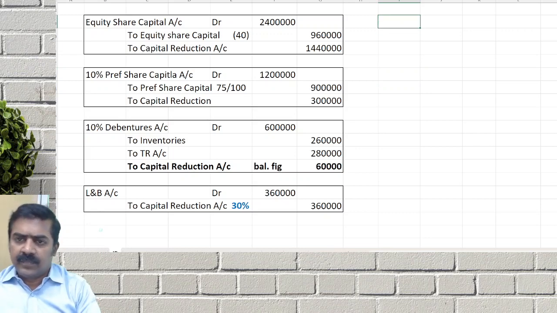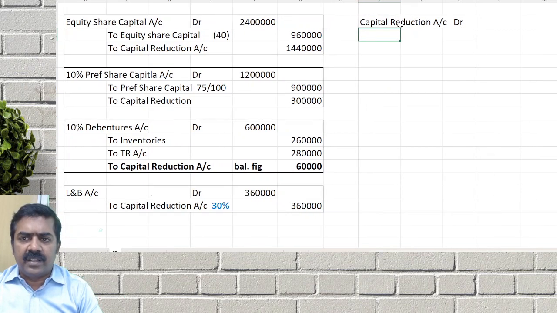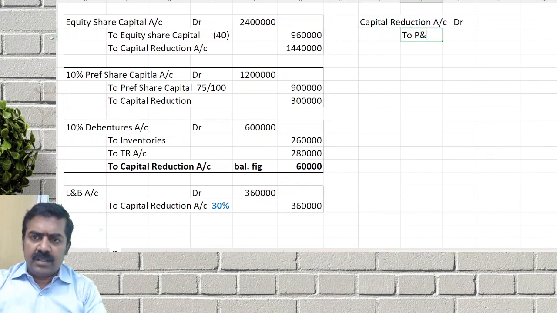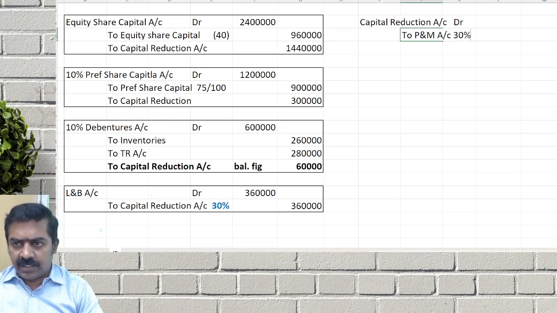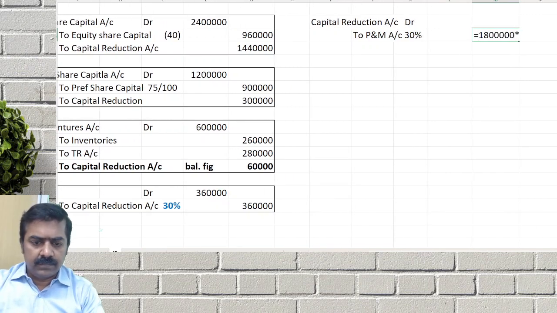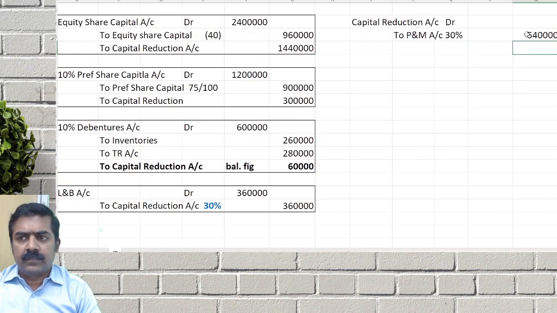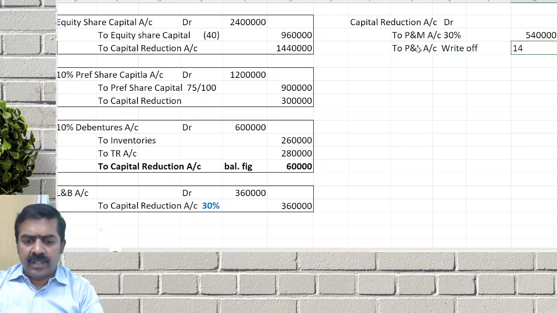Next, plant and machinery. So we can pass a combined entry. Capital reduction account data are, we can combine everything into one entry. To which one? Plant and machinery, how much percentage? 18 lakhs into 30%. You write off profit and loss account 14 lakhs. 14 lakh 40,000. Then goodwill 9.